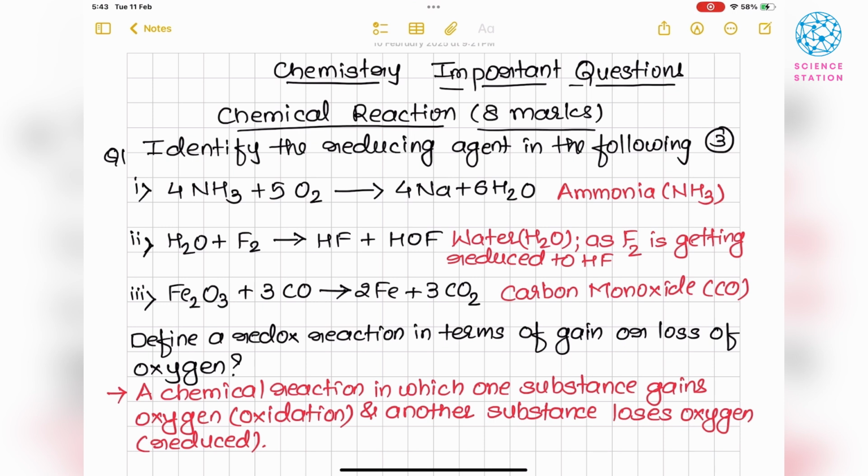Then he is asking us to define a redox reaction in terms of gain or loss of oxygen. So the definition of redox reaction is a chemical reaction in which one substance gains oxygen, that is oxidation, and another substance loses oxygen, that is reduced.